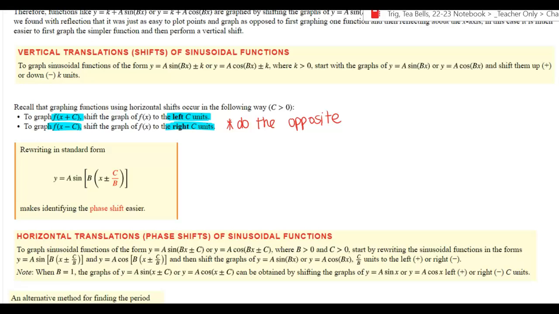Okay, so again, this is called a phase shift. So you'll see it as a phase shift, or if you want to say horizontal shift, that's fine too. This is how far left or right the function moves.